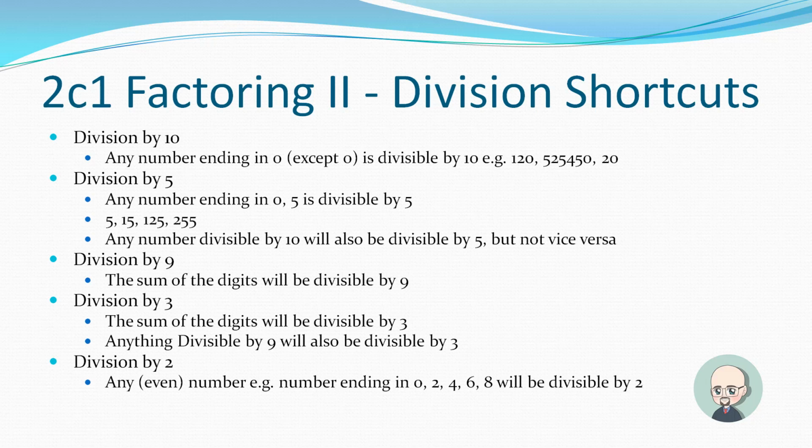Division by 2. Any even number, that is, any number ending in 0, 2, 4, 6, or 8, will be divisible by 2. So that means 2 would be a factor if this number is divisible by 2.